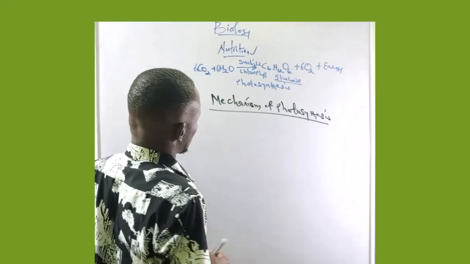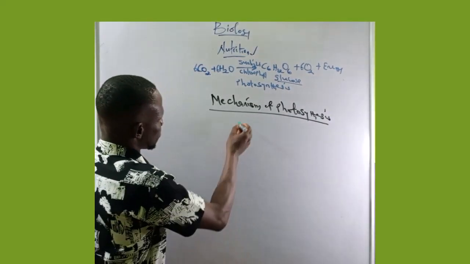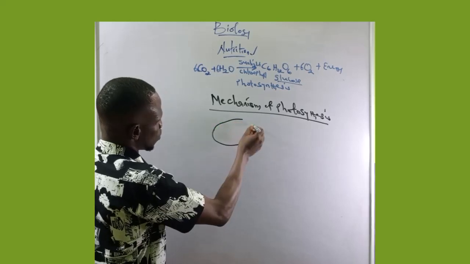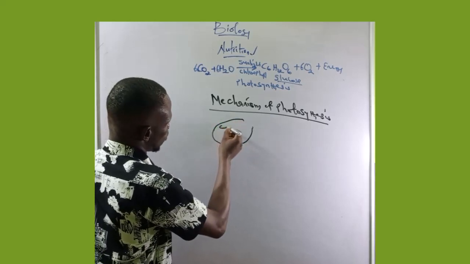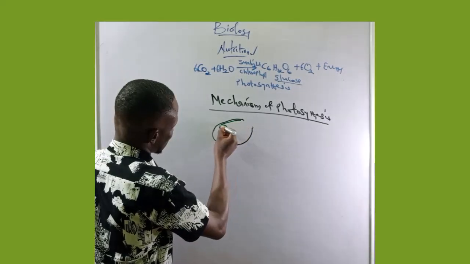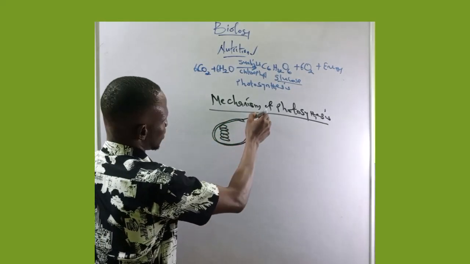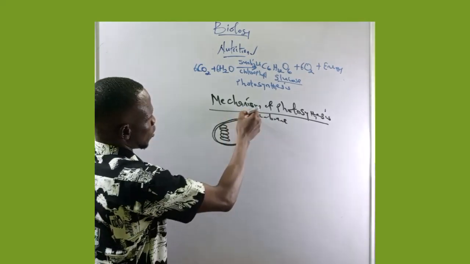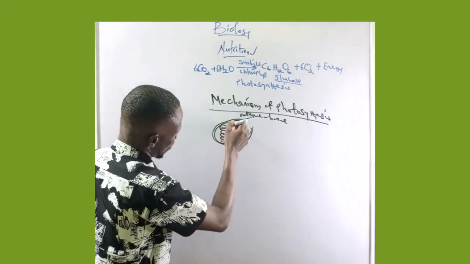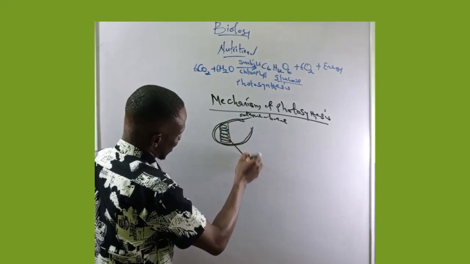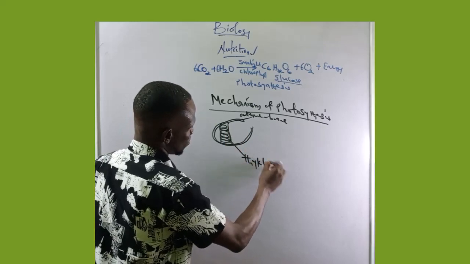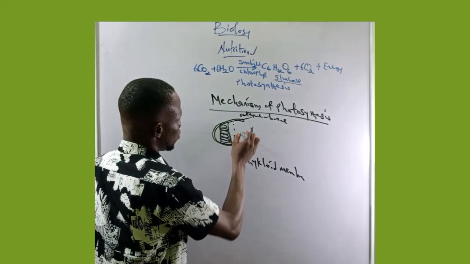In the mechanism of photosynthesis, it takes place in a disc-like structure we call the chloroplast. The chloroplast contains a membrane. It has an external membrane, the outer membrane. It has an inner membrane called the thylakoid membrane. Then it has a fluid here.